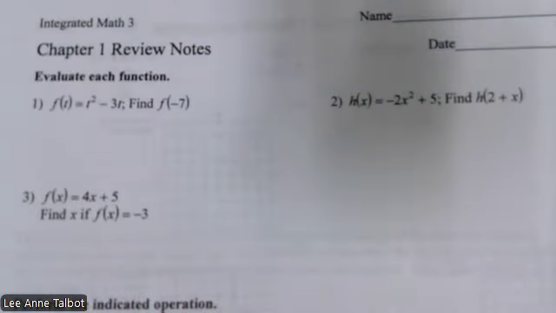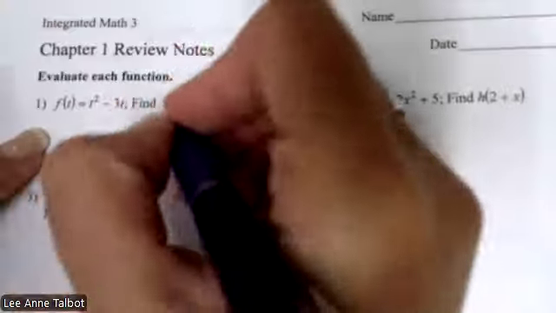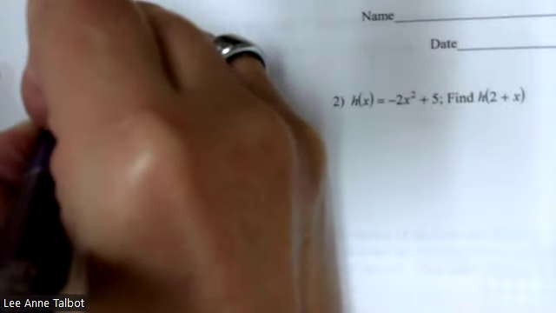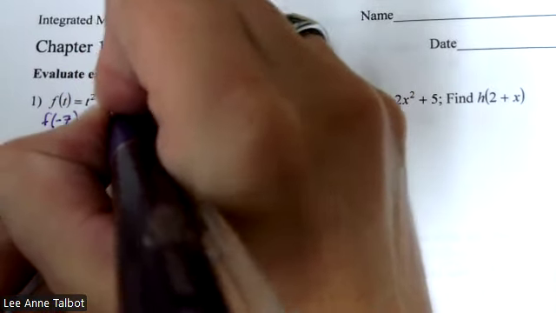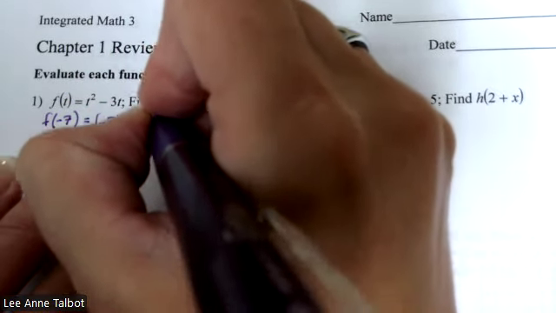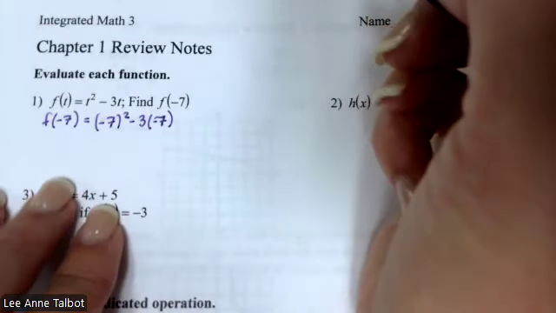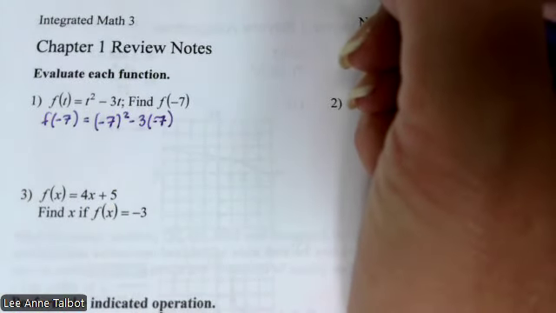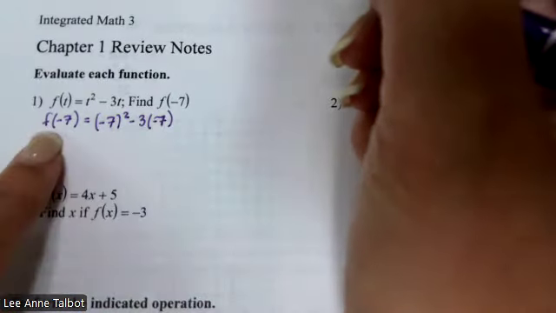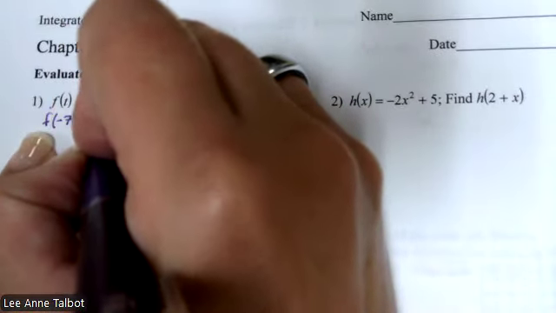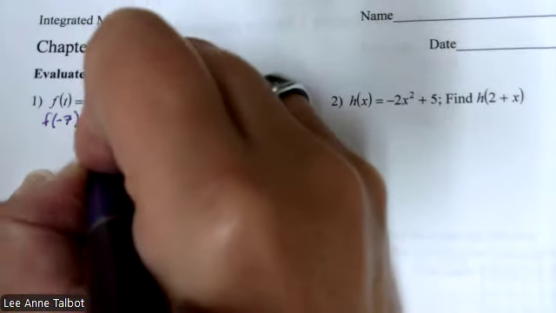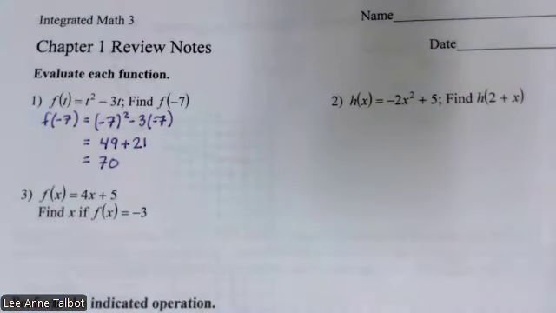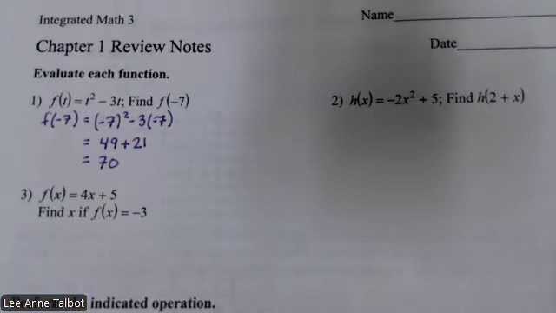Find f of -7. So this is a forward function machine. You plug -7 in. And then all you have to worry about after that is proper order of operations. So this is positive 49, positive 21, which is 70. So that is a forward function machine.